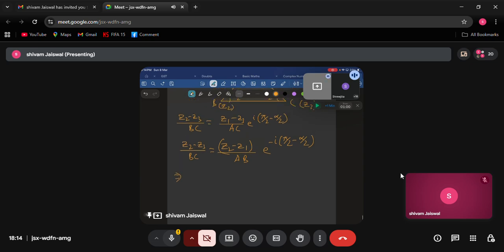Those who are online, are people getting? So this will become Z2 minus Z3 whole square upon BC square. This will be equal to Z1 minus Z3 into Z2 minus Z1, divided by AC into AB. So AC into AB, they both are same, right? I'll convert it into one.